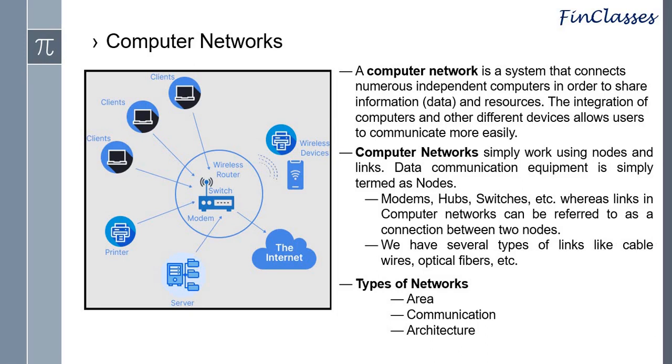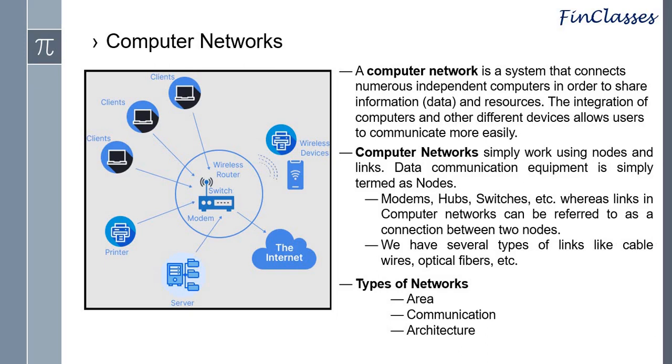A computer network is basically a system that connects numerous independent computers in order to share information and resources. The integration of computers and other different devices allows users to communicate more easily. The best example is when you go to an internet cafe, you see many computers connected to a single printer and a single modem. That is where we are sharing the resources as well as sharing communication information.